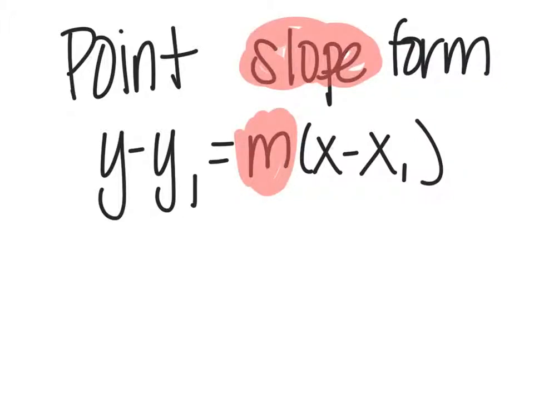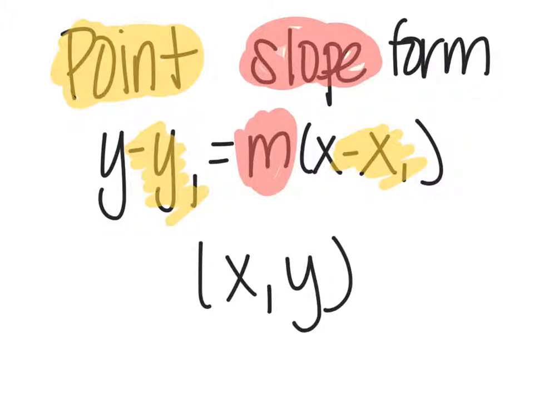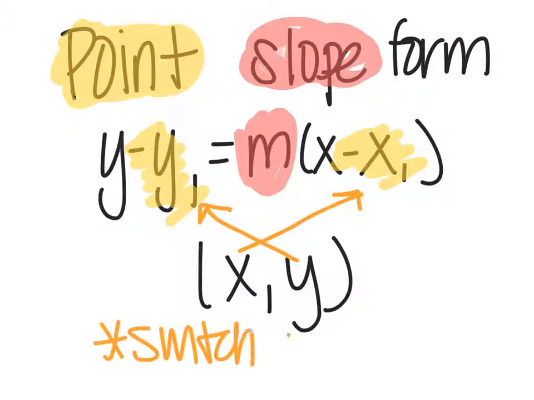Our point that we're given comes from y1 and x1. So our point is y1 and x1. So remember that a point is always in the form of xy. So you've got to pay very close attention to the fact that x goes here and y goes here, and you need to remember they always switch signs. They always switch signs.